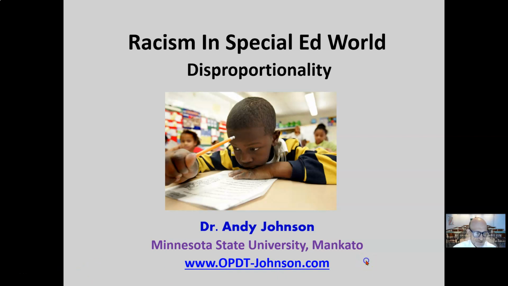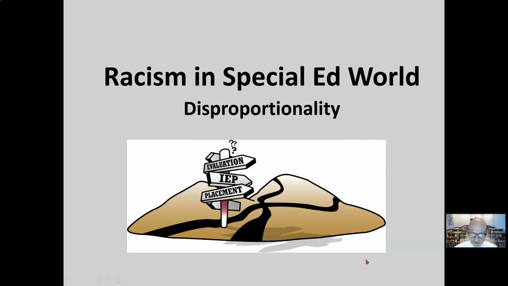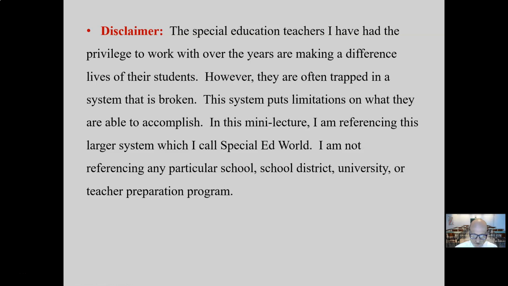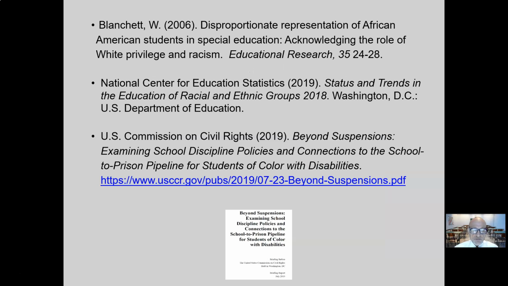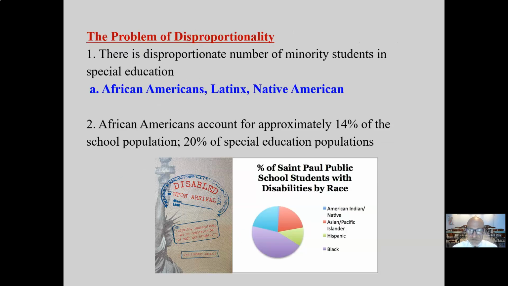This one will focus on disproportionality. Disclaimer there, you can stop that and read it if you wish. Disproportionality and overrepresentation. These are the primary sources used. However, I used quite a few sources to put this together.